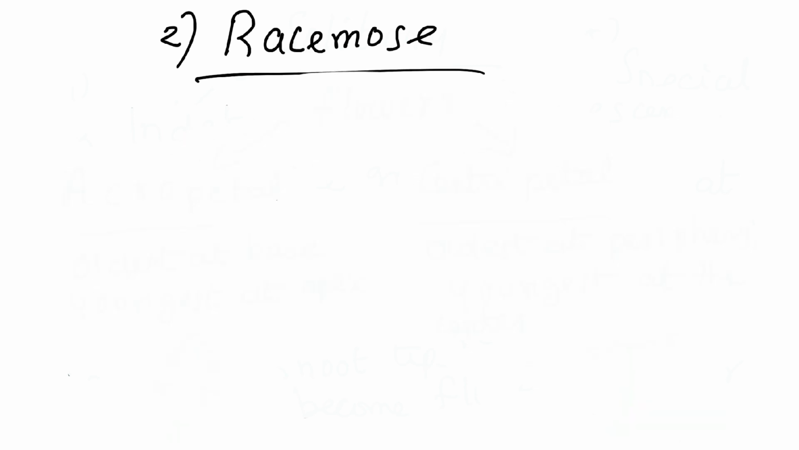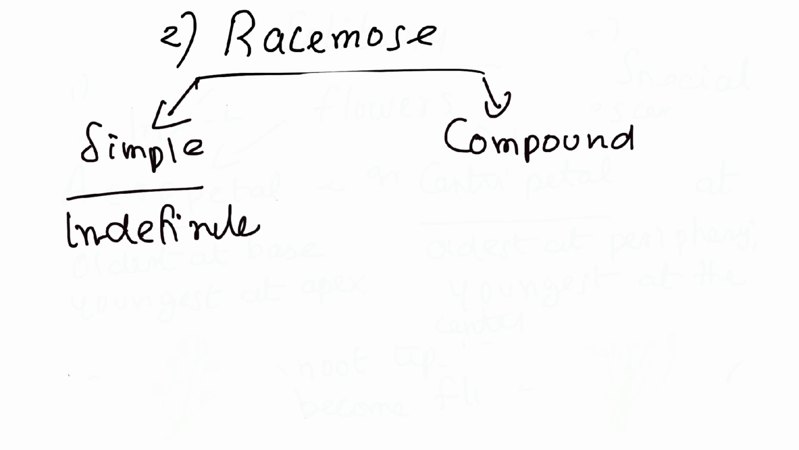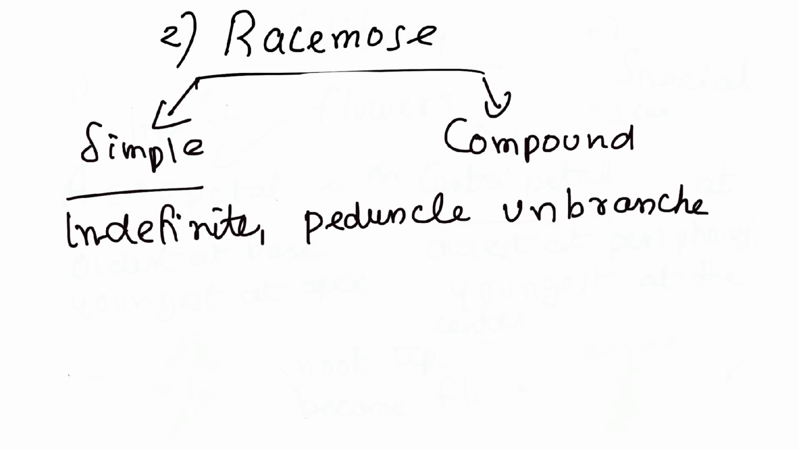Now going on to the further details of racemose inflorescence, it's basically divided into two types, that is simple and compound. Simple is basically indefinite, and the peduncle, that is the axis of the inflorescence, the axis on which you have the bunches of flowers, is unbranched. So let's look at each type of simple racemose inflorescence, starting with what is called a typical racemose.